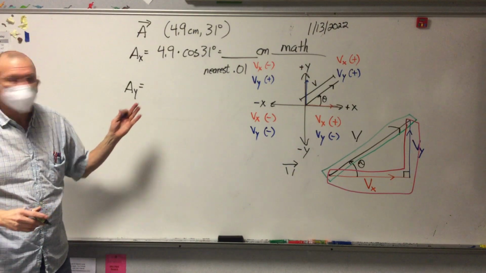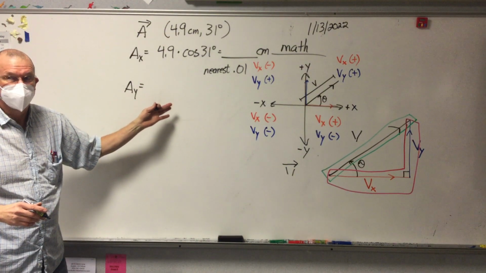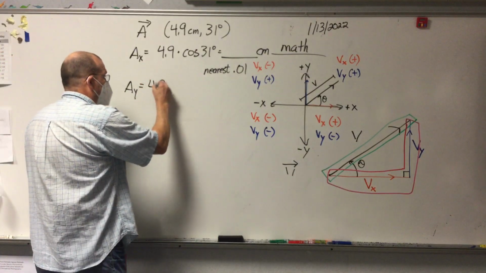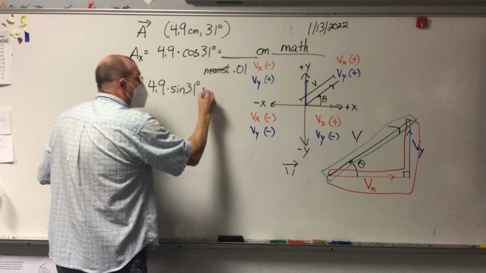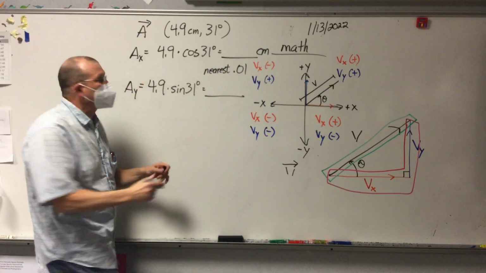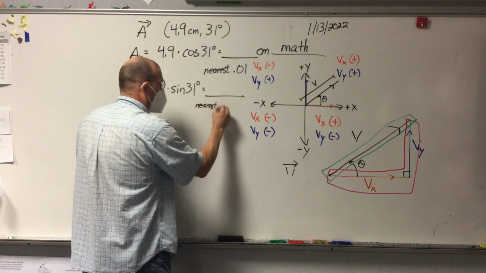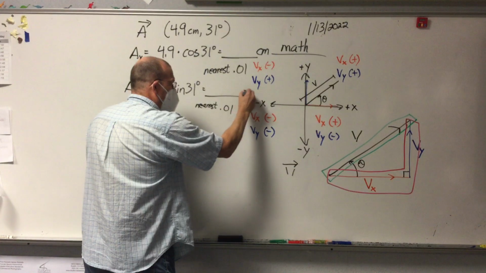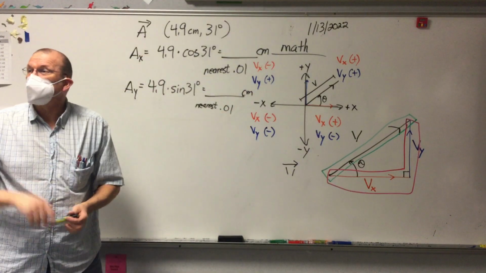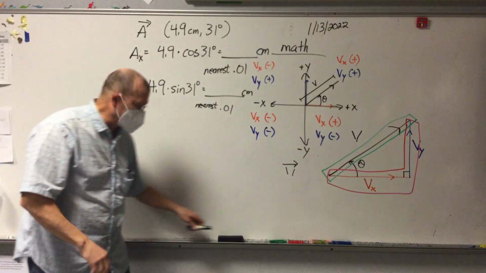Then you have to go and do AY. What's the next thing you're going to write? 4.9 times sine of 31. And then you're going to get your number and round it. And what are you going to put on this number? Centimeters. And you're going to do this for all 10 of your vectors.